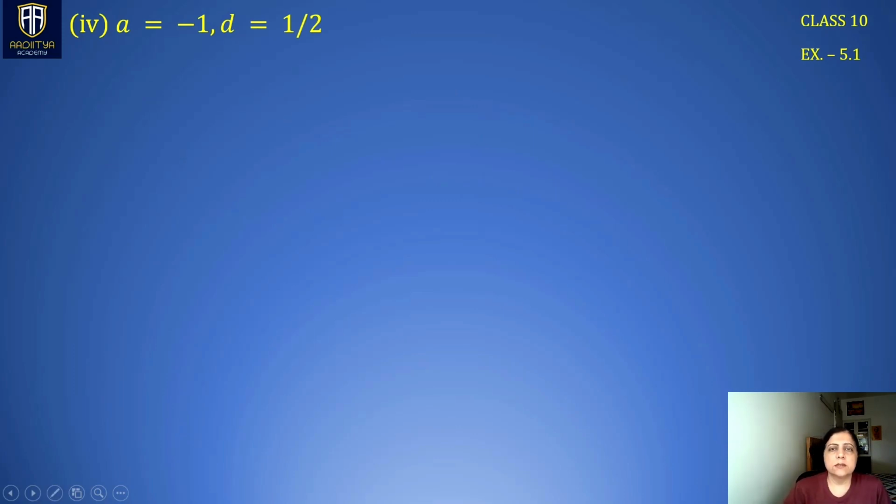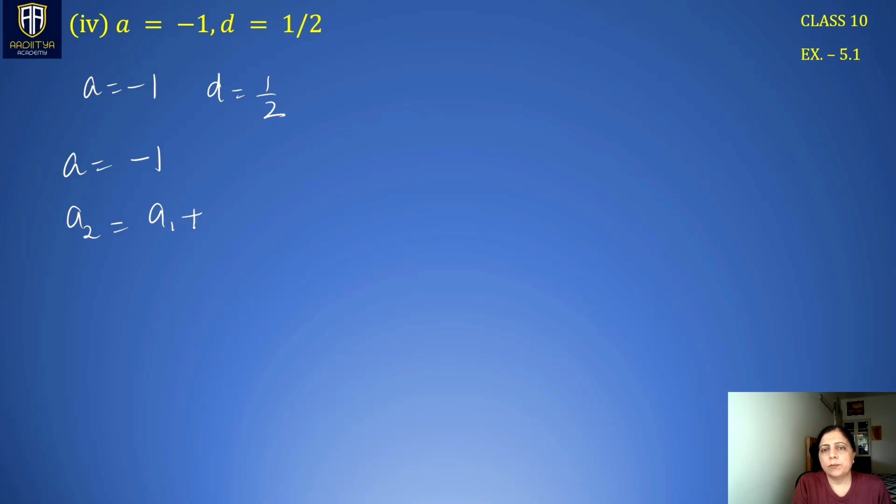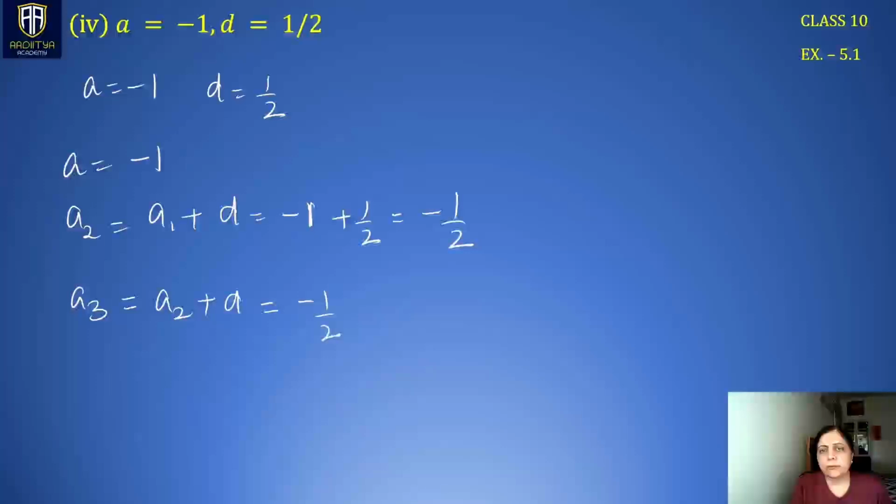Next sequence is A is -1. D is half. Now A is -1. A2 becomes A1 plus D. A1 and A are the same thing. -1, add half to it. So -1 plus half is -half. A3 is A2 plus D. A2 is now -half. Add half to it. It becomes 0.